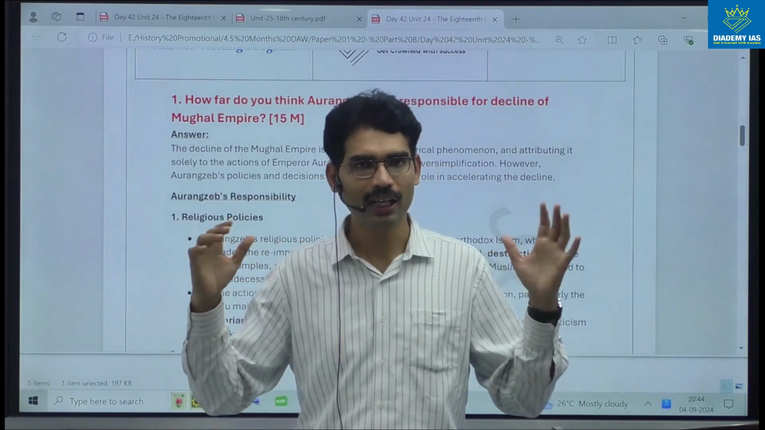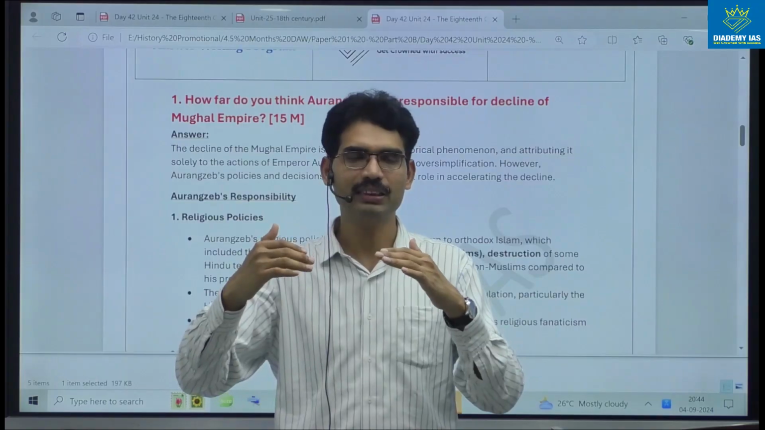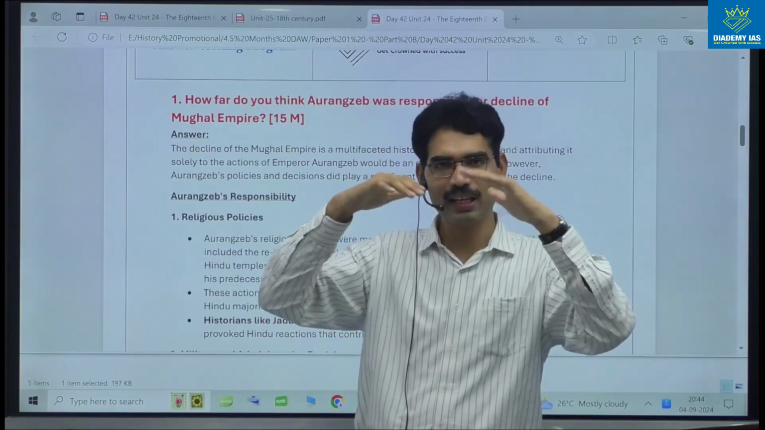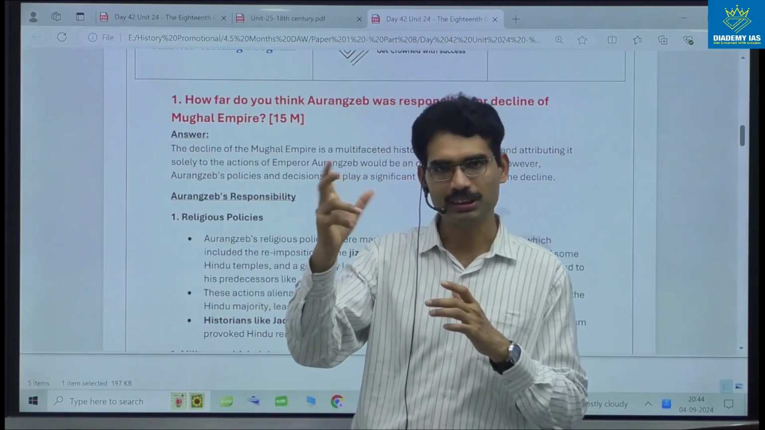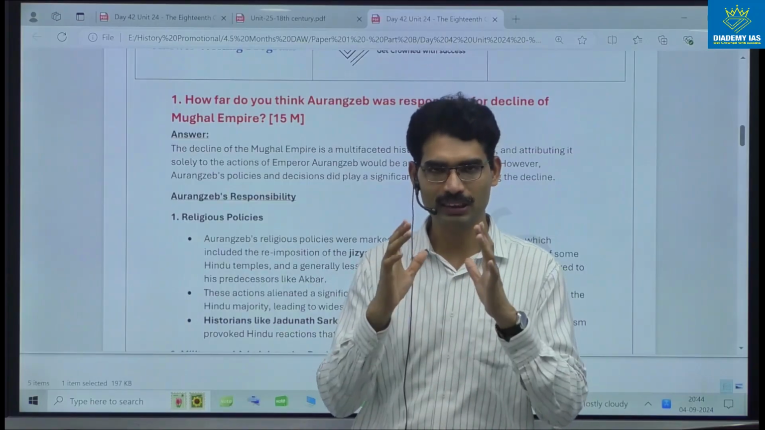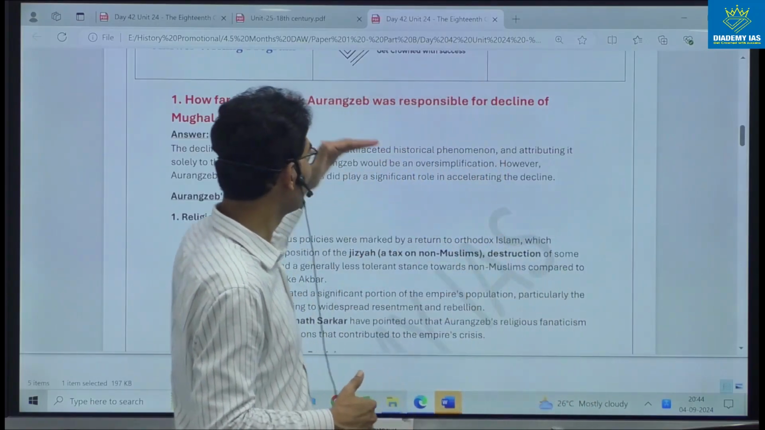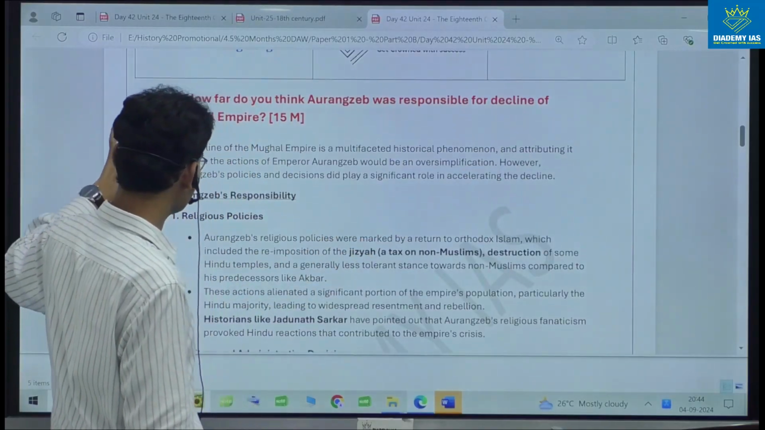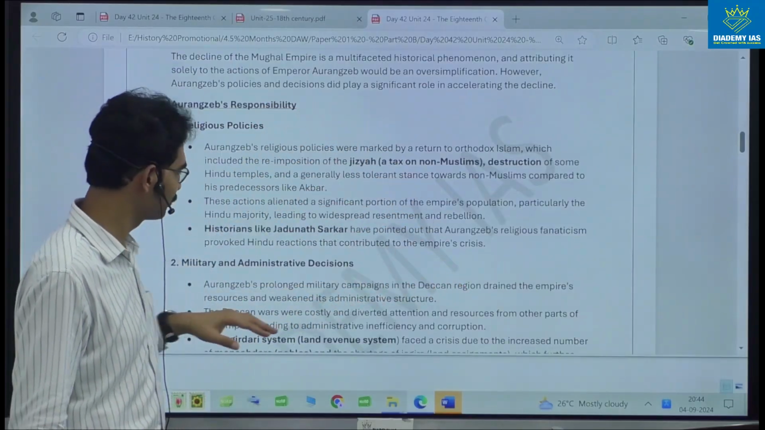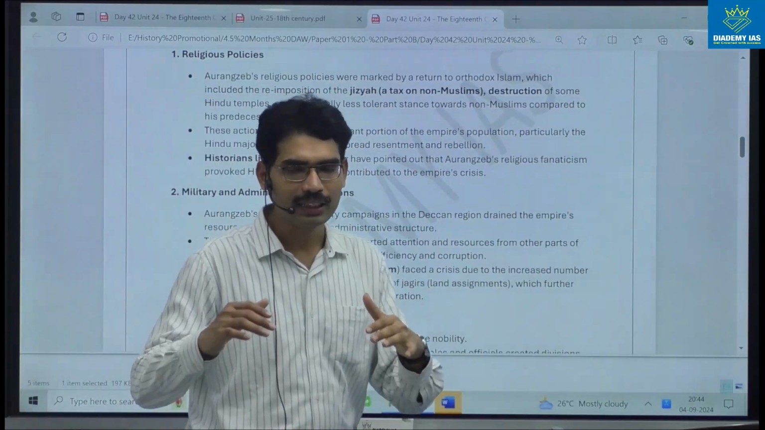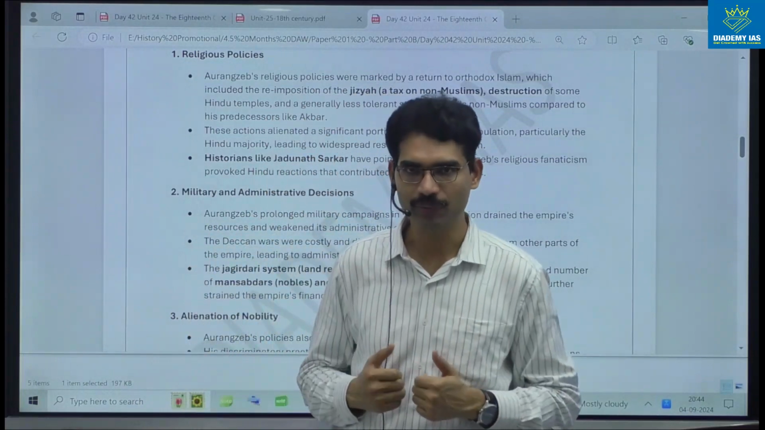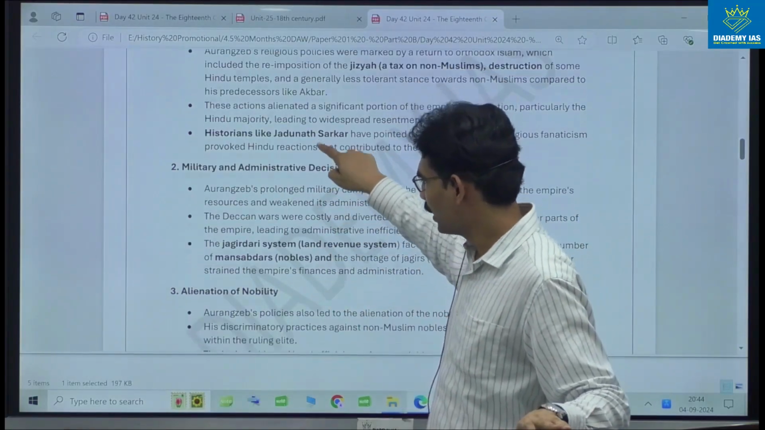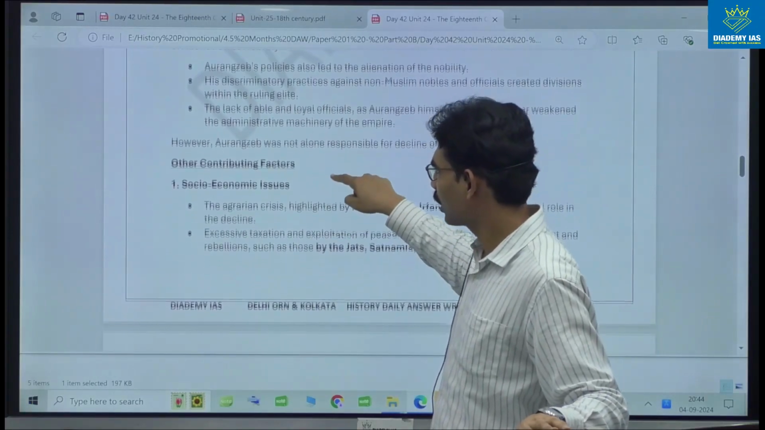Just because of one prime minister, everything will not be good either, because India has certain systems. Similarly, one person cannot be held responsible for everything that collapsed. Some systemic responsibility will be there, some personal responsibility will be there. Here you are going to highlight Aurangzeb's personal responsibility, his religious policies, and how this religious policy, instead of strengthening the empire, weakened it. And the military and administrative decisions he took, the alienation of the nobility. Then other contributing factors.